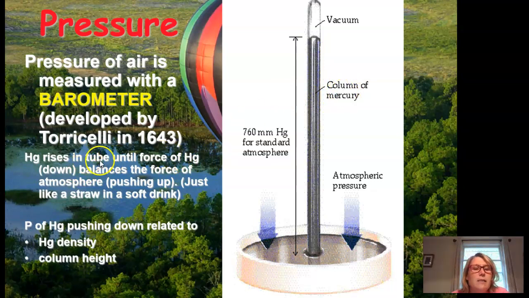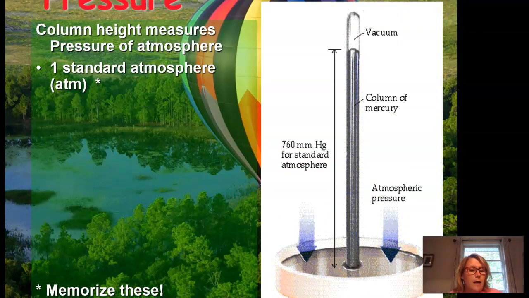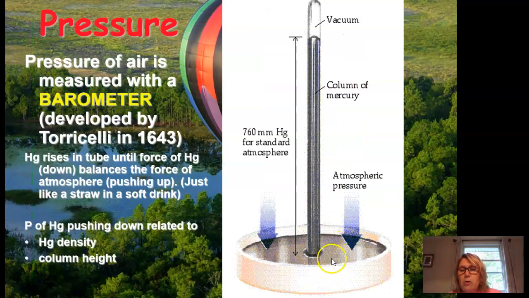So mercury rises in a tube until the force of mercury balances the force of the atmosphere. Basically, if you see here, if the pressure increases, it's going to push down on this mercury and then push the column up. If you have low pressure, what it means is you're going to have a rise in the bowl of mercury here, and then the column is going to shrink.